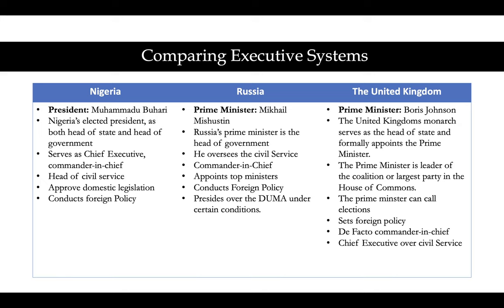So if you are going to compare two presidential systems together, which ones would you choose that are the most similar, Ty? Mexico and Nigeria. Mexico and Nigeria are going to be the two most similar of the major six that we study.